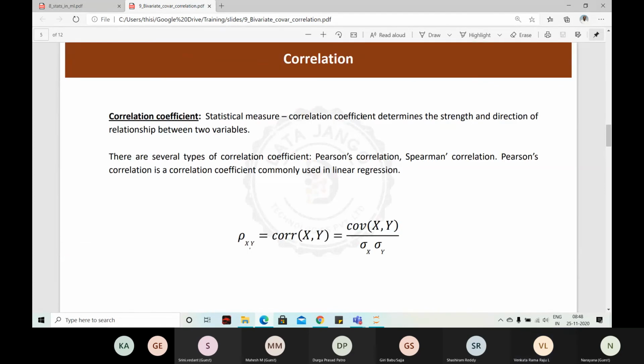Got it? Any questions there? I took the example of dividing with the maximum to show you that the values come between a range of 0 and 1. Like that, when you divide the covariance with the standard deviations, the value comes between -1 and 1. When you divide with standard deviations, you call it the correlation coefficient.